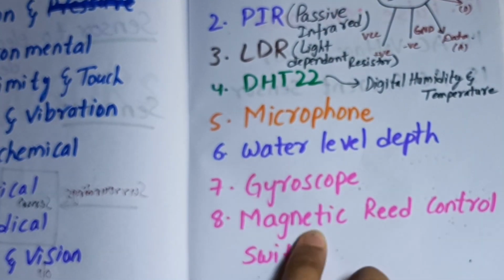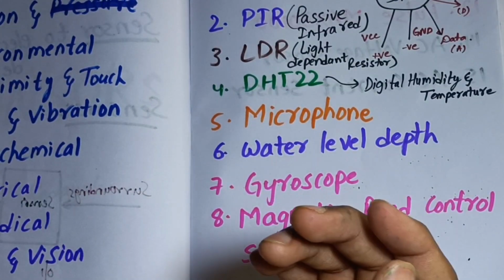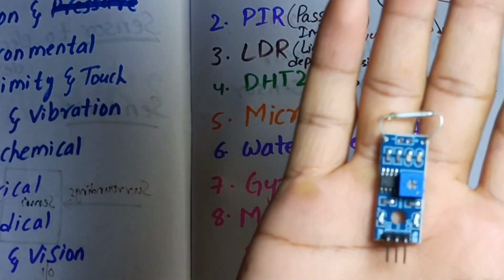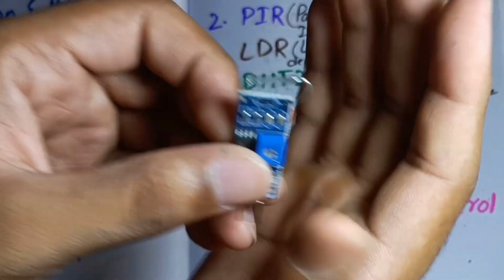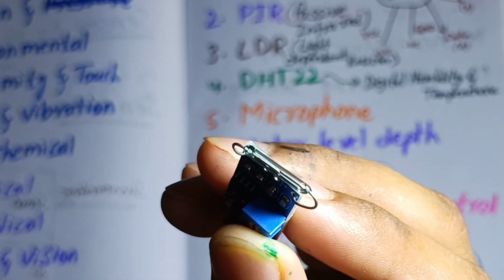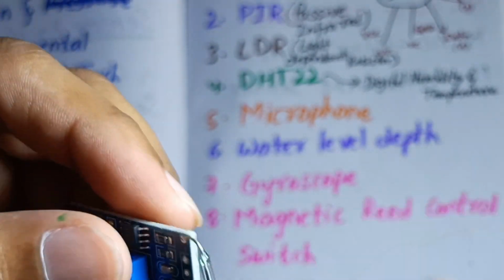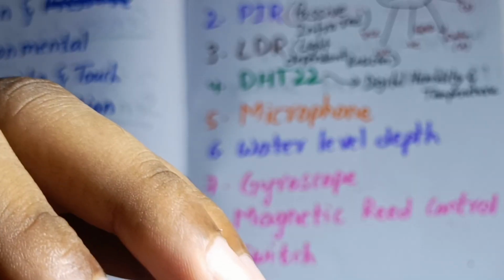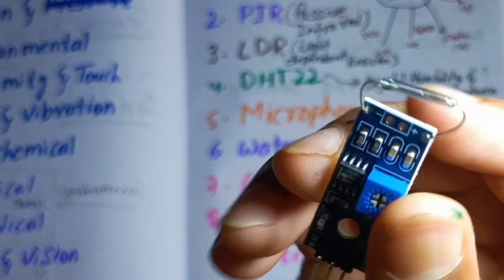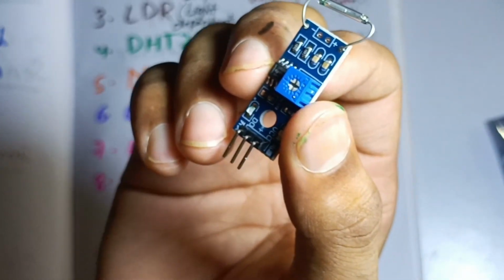Coming to the eighth one, magnetic reed control switch. A magnetic reed control switch acts as a switch but based on the magnetic field around it. This is what it looks like. You see here the small thing, right? That is actually a magnetic reed switch. That means as you bring this closer to some magnetic field, there are tiny switch-like contacts here that will be attracted to each other. So this will be turned on, and this is used to detect the magnetic field around the body, right?